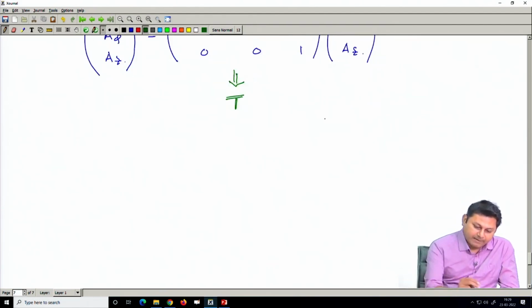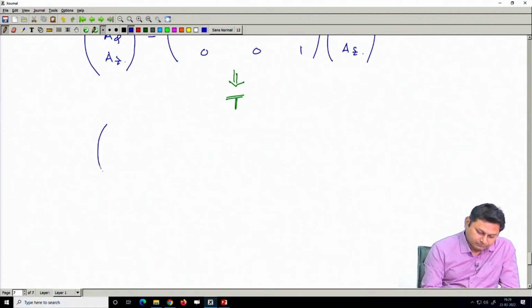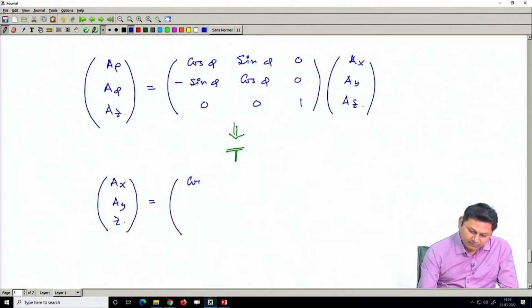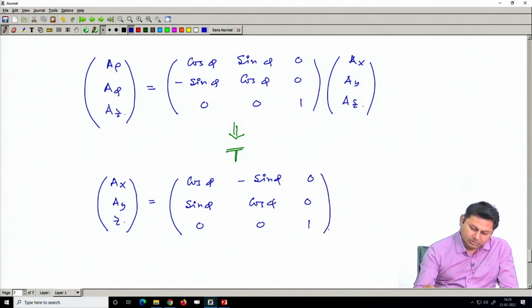And in a similar way, I can figure out the reverse by taking the transpose of this. So, I am going to get this: cos phi here, sin phi here, 0 here, minus sin phi, cos phi and 0, and then 0, 0, 1. Okay.